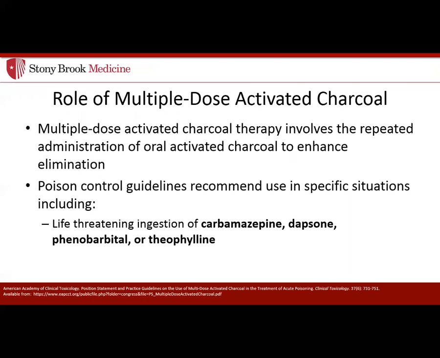The Poison Control Center guidelines recommend the use of multiple dose activated charcoal therapy in life-threatening ingestions of carbamazepine, dapsone, phenobarbital, or theophylline.